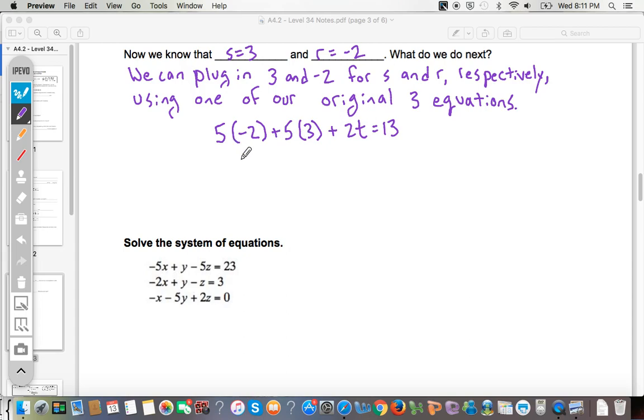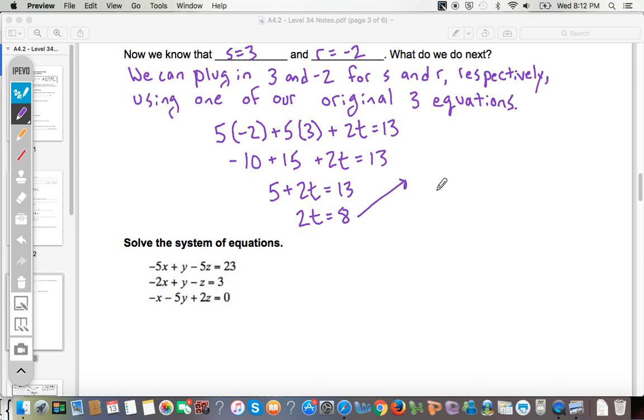Okay, so I'm going to simplify. -10 plus 15 plus 2t equals 13. So simplifying a little bit more, I have 5 plus 2t equals 13. So if I subtract 5 on this side, that'll cancel that 5 out. Subtract 5 on this side, I'm left with 2t equals 8. So from that, I know t equals 4.